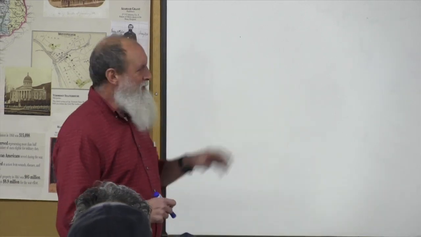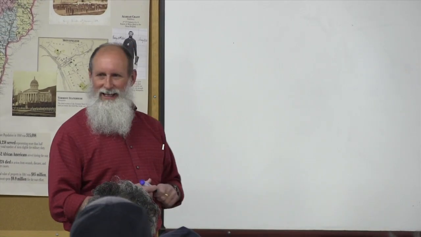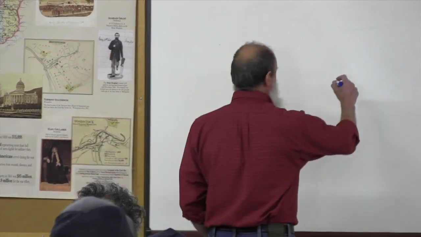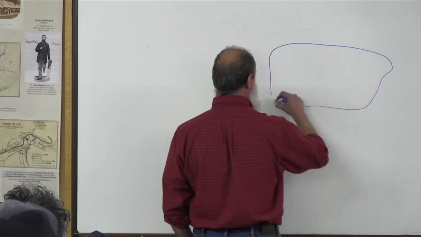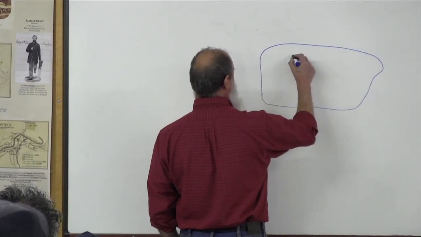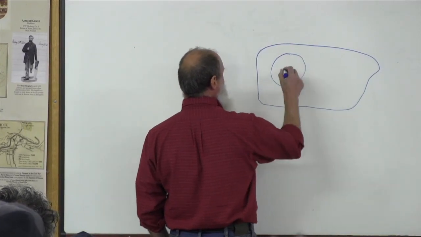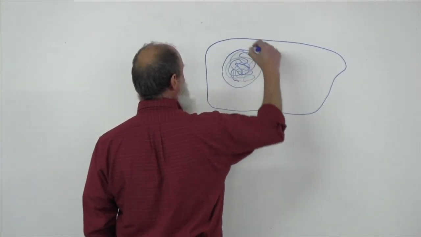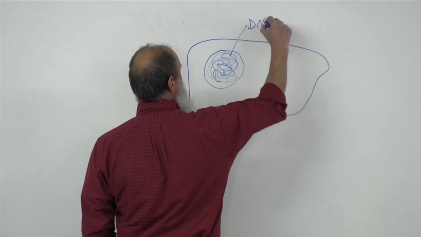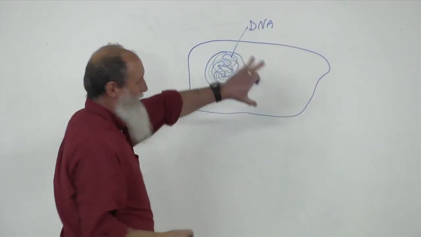Now, to frame this a little further, I want to make an analogy. I want to use a cell and the type of chemical communication that happens in a cell as this analogy. So here we have the nucleus, in which is the DNA, and that's the nucleus, and then out here is the cytoplasm.